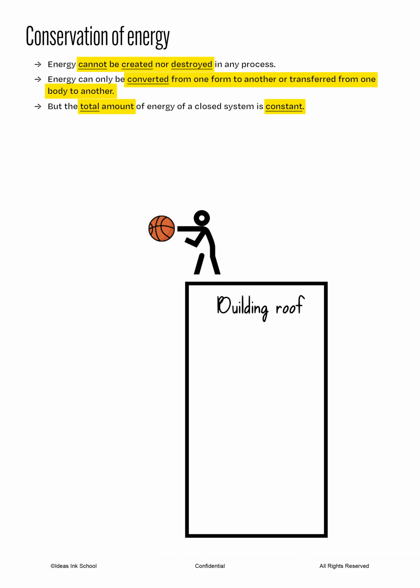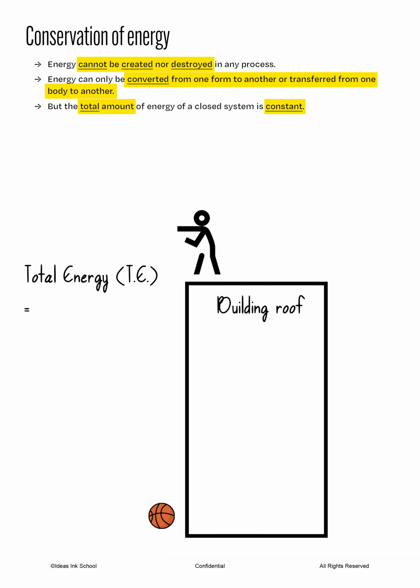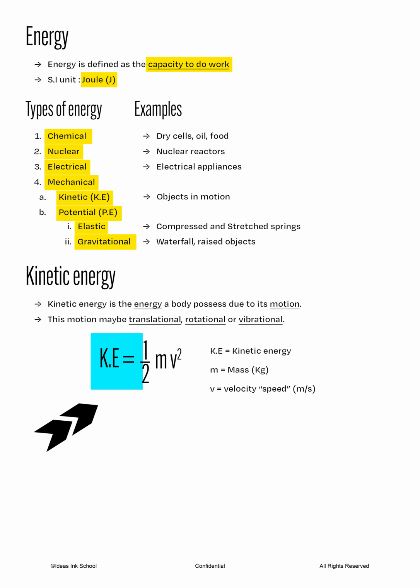For example, when a ball is thrown down from a height, the potential energy it had at the start is converted to kinetic energy as it falls due to gravity, and the total amount of energy in the system remains constant throughout the whole event. Let's investigate further. The formula for kinetic energy is half times m times v squared, where the m stands for mass in kilograms while the v stands for velocity in meters per second.